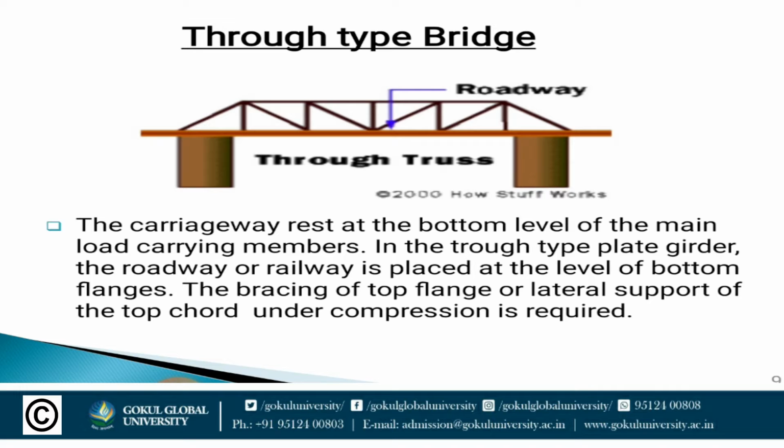Second one is the through type of bridge. We can see in the figure the carriageway rests at the bottom level of the main load carrying member. In the through type plate girder, the roadway or railway is placed at the level of the bottom flange. The bracing of the top flange, or the lateral support of the top chord under compression, is required.